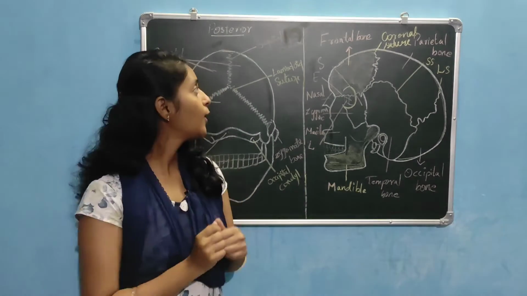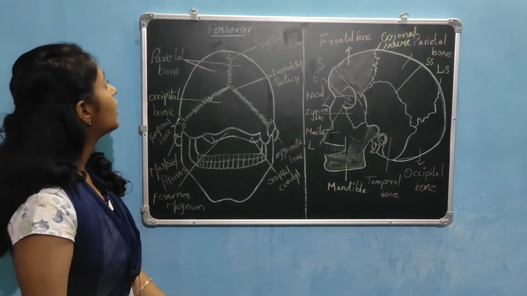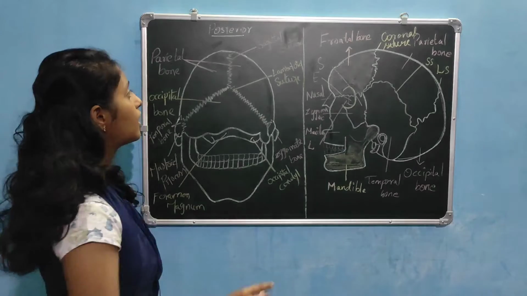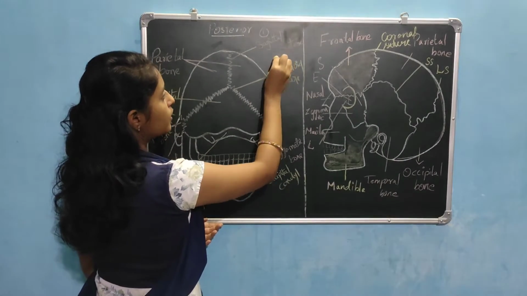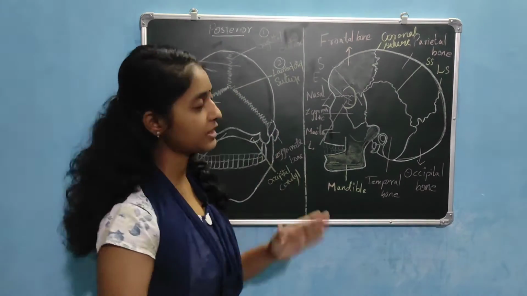Let's continue with the posterior view of the skull. Skull anatomy, in the posterior view. First of all, we shall know the suture names. Number 1, the sagittal suture, and number 2, here is the lambdoid suture. Okay, two sutures are present in the posterior view.